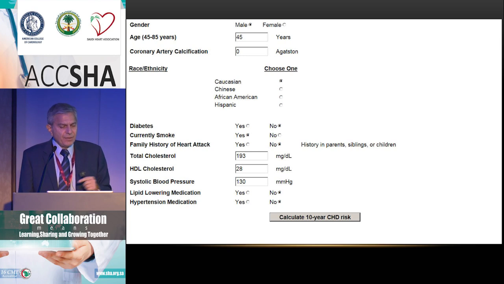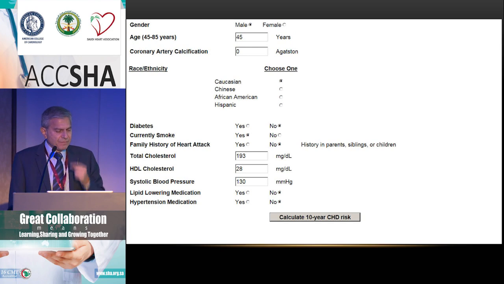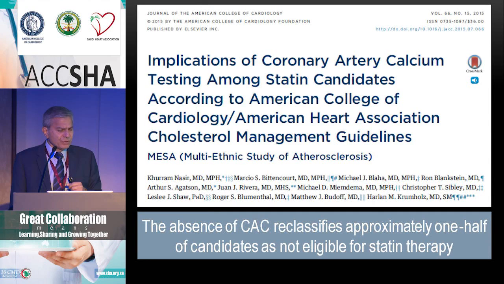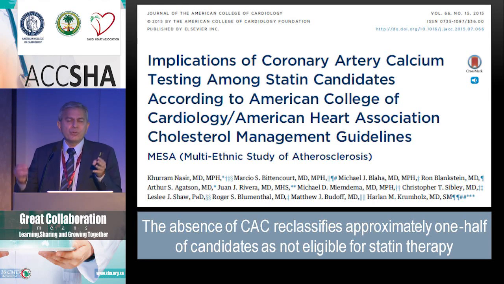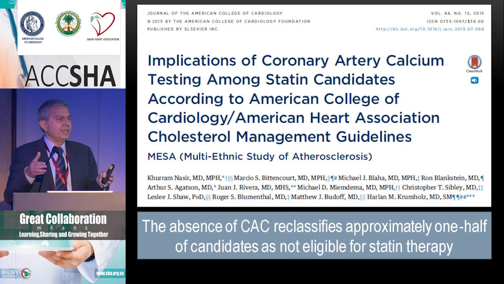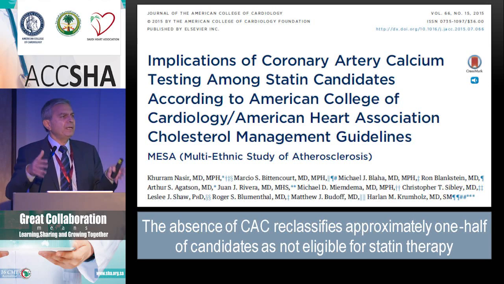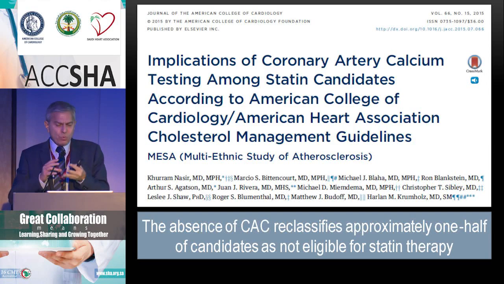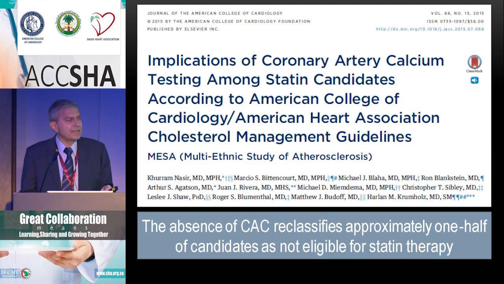In fact, another article in the same journal from the MESA study also tells you that the absence of calcium score reclassifies approximately 1/2 of candidates as not eligible for statin therapy. So the 2013 guidelines actually estimated that maybe 13 million people are going to be treated with statins more than the previous guidelines would allow. Now with this, we're going to say that maybe half of the patients treated by the new guidelines, if they have a calcium score of 0, will not need to be treated.